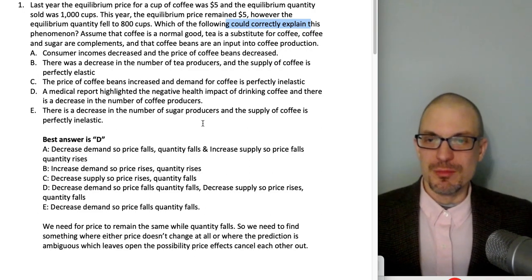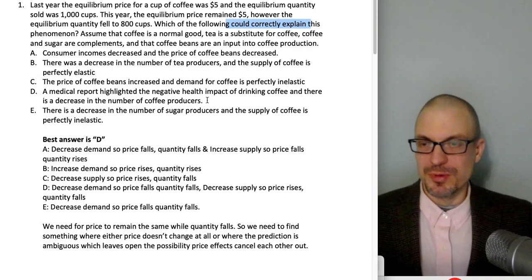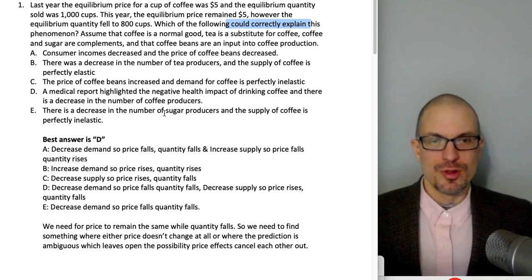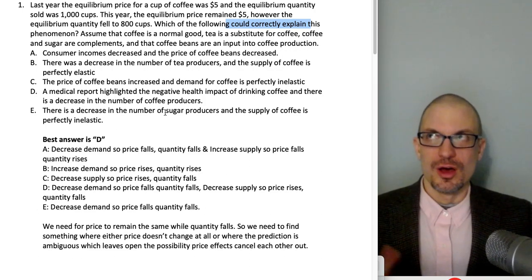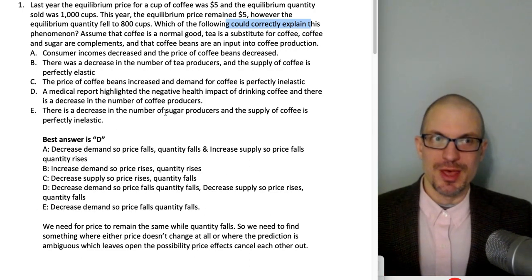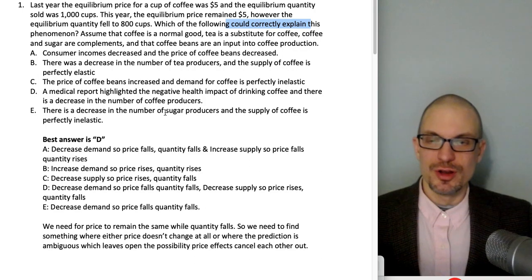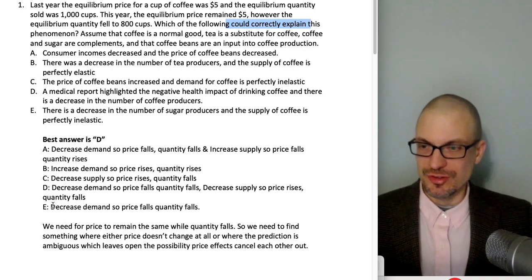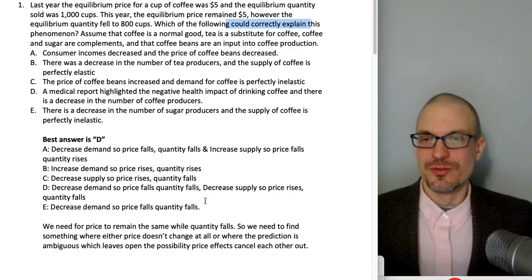There's a decrease in the number of sugar producers. The supply of coffee is perfectly inelastic. Okay, what was sugar? Coffee and tea were complements. A decrease in the number of sugar producers will increase the price of sugar. An increase in the price of an important complement will actually decrease demand in the good under consideration. So we'd get a decrease in demand, which would tend towards a lower price and a lower quantity for coffee.